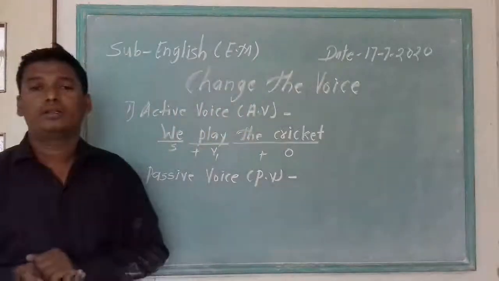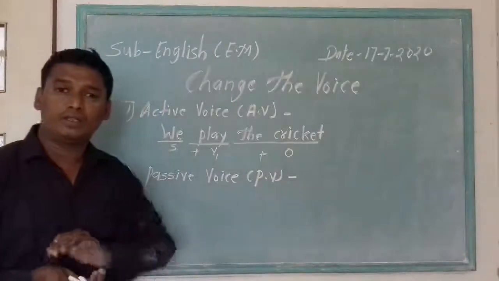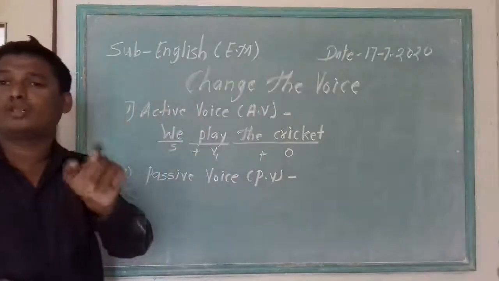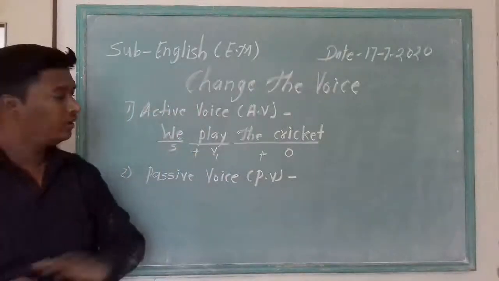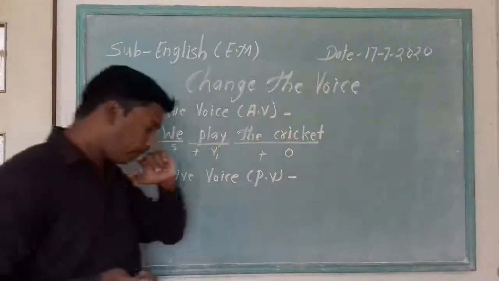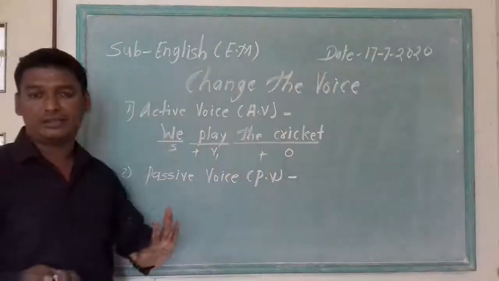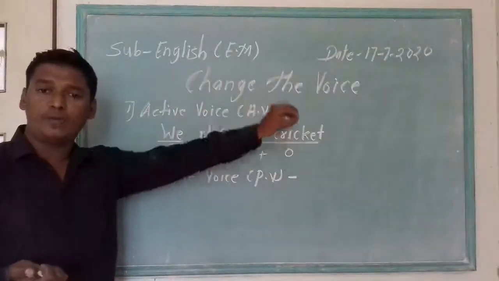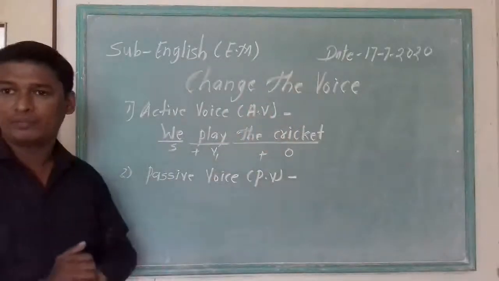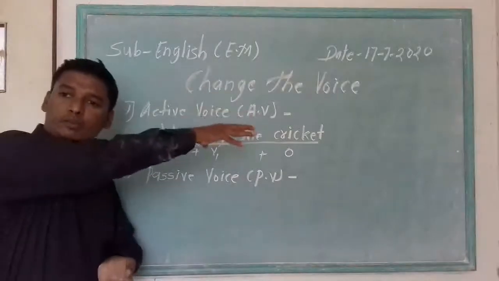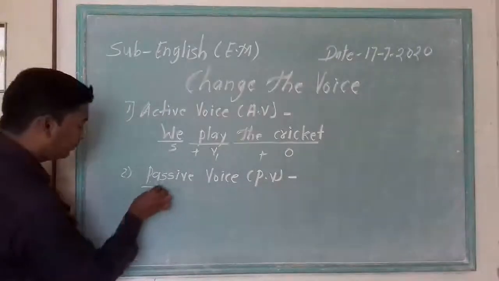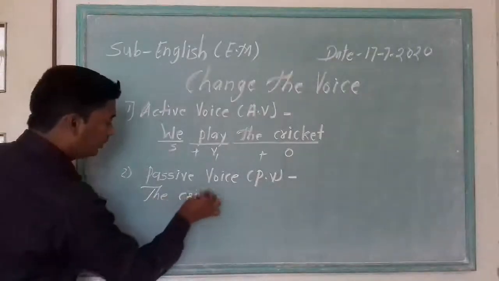If we cannot get the object by asking question to verb by what, then ask a question by whom. By whom, okay? It is one clue. So first rule is find out the object in the given sentence. After finding that object, write the same object at the place of subject in the previous sentence. The cricket, okay?